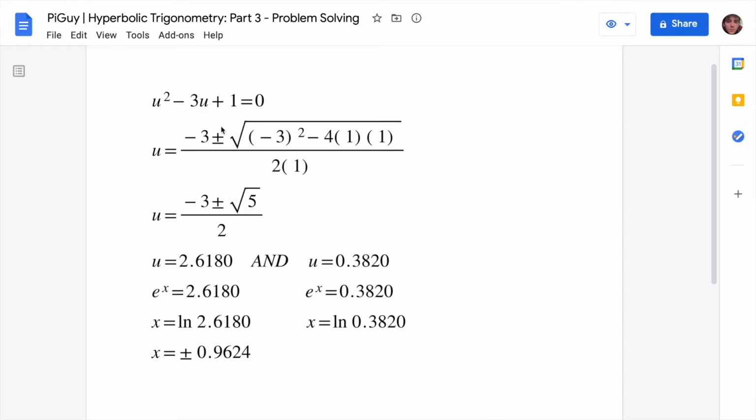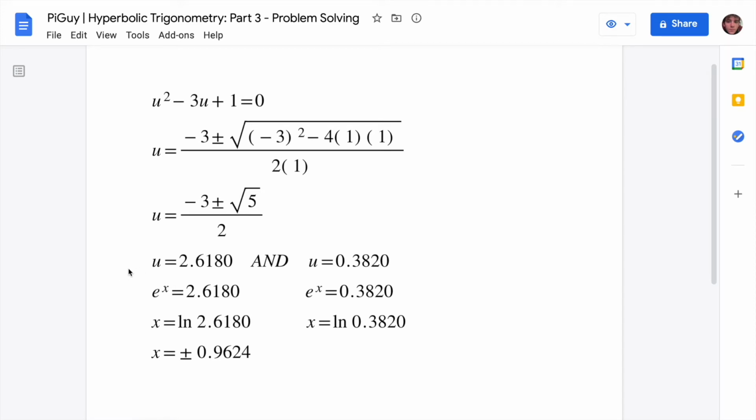So we've got our quadratic equation set up here, u squared minus 3u plus 1 equals 0. And I'm going to plug it into the quadratic formula. I'm not going to bore you with all the steps here. I think most of us know how to use the quadratic formula. So we have negative negative 3 plus or minus the square root of negative 3 squared minus 4, all over 2. That simplifies to 3 plus or minus the square root of 5 over 2. So then we get u equals 2.6180 and u equals 0.3820. Remember, we are solving for u after our substitution. I'm rounding it to 4 decimal places here. That's not the exact value. I'm just rounding.